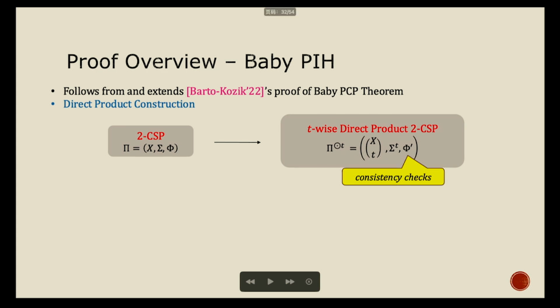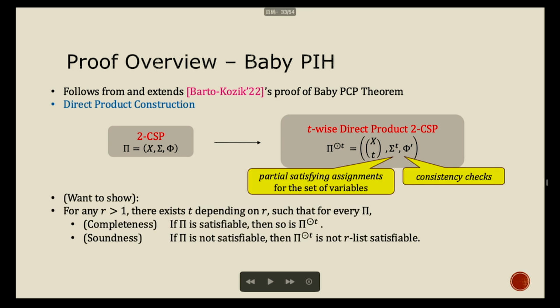And the constraint is simply a consistency check. So two different size-t subsets should agree on their shared variables. We want to show that for any constant r, there exists some large enough constant t, which depends only on r, such that if pi is satisfiable, then so is pi to the power of t, and if pi is not satisfiable, then pi to the power of t is not even r-list satisfiable.